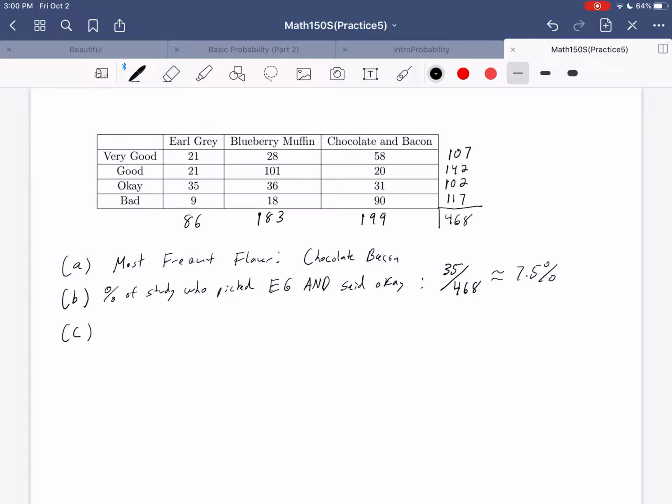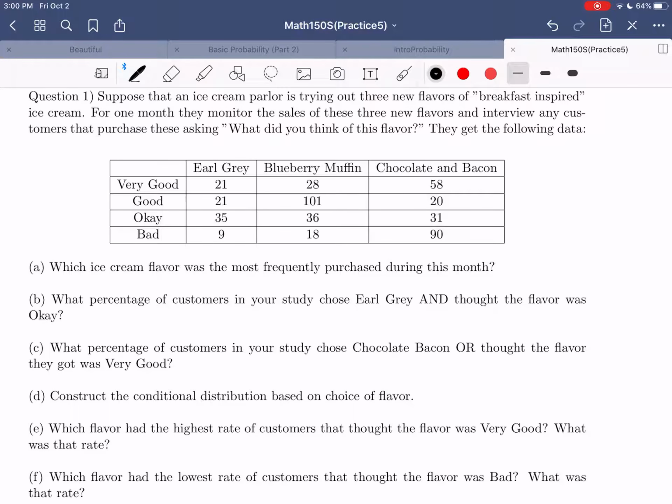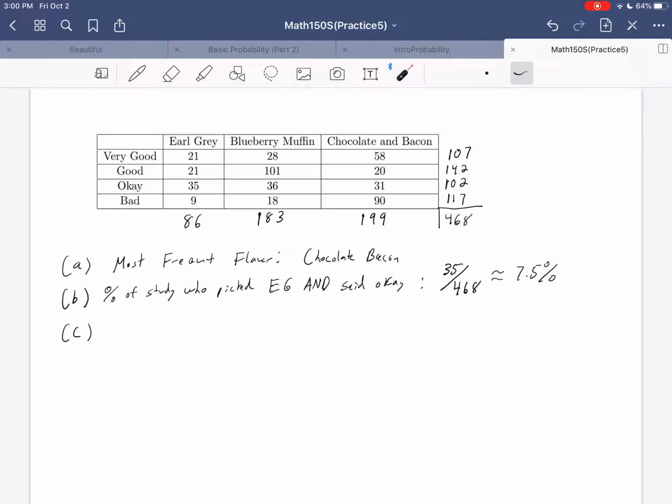All right, for part C, I think we have something similar. We want the percentage of customers in your study who chose chocolate bacon or thought the flavor they got was very good. So again, it's going to be the percentage of the study who picked chocolate bacon or said very good. Okay, so we have to be careful here. The percentage of people who picked chocolate bacon or said very good, we know that "or" generally indicates an addition.